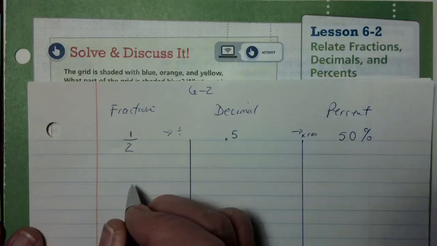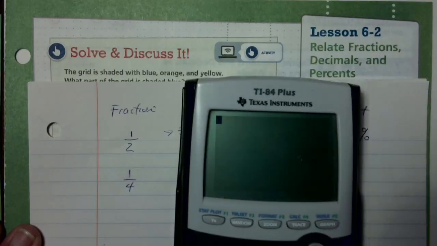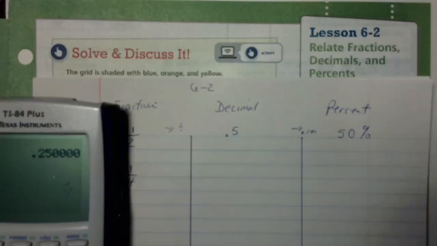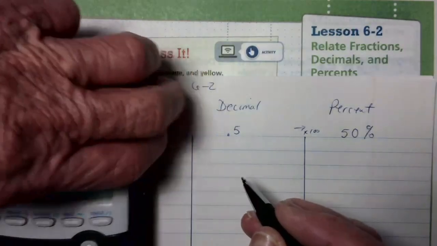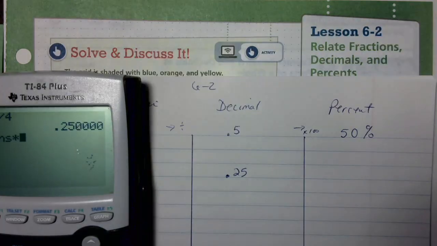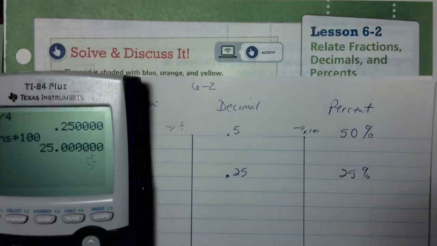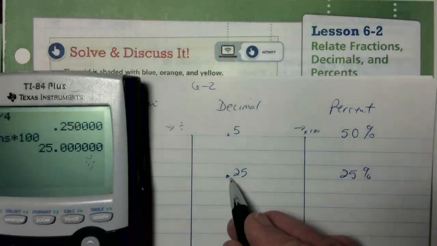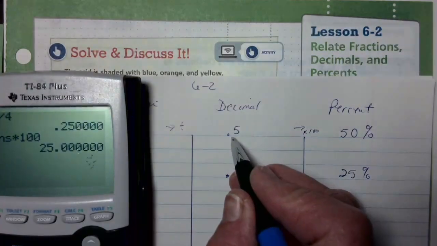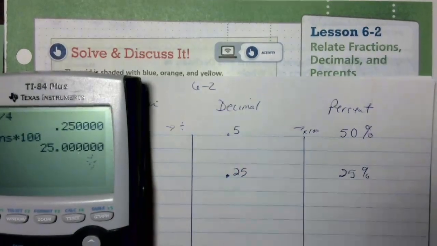So let's do another one. Let's do a fourth. 1/4. If I take 1 and divide it by 4, I get 0.25. Can you see that? I got 0.25. Now, if I multiply that by 100, I get 25%. Now, the easiest way to multiply by 100 is to move this decimal 2 places. 1, 2. See, it ends up at the end of 25, which is 25%. If I move this decimal 2 places, 1, 2, it ends up 50. I had to fill in a 0 right there.